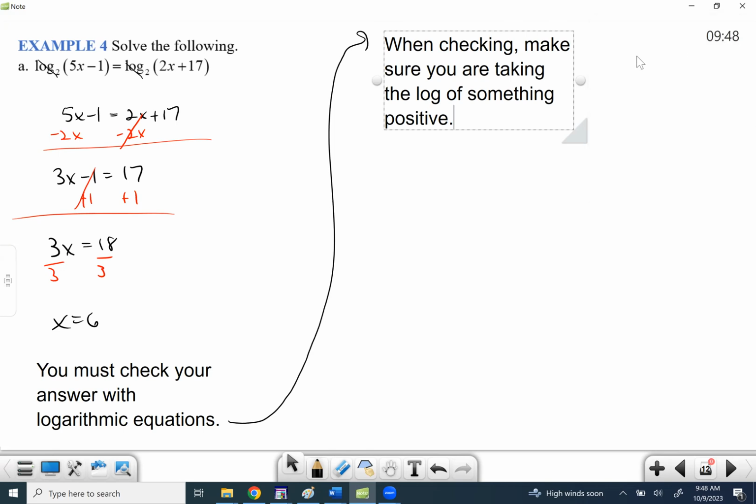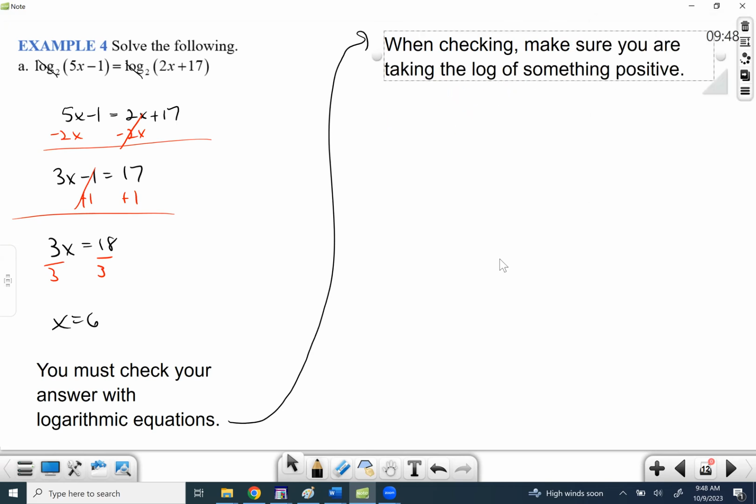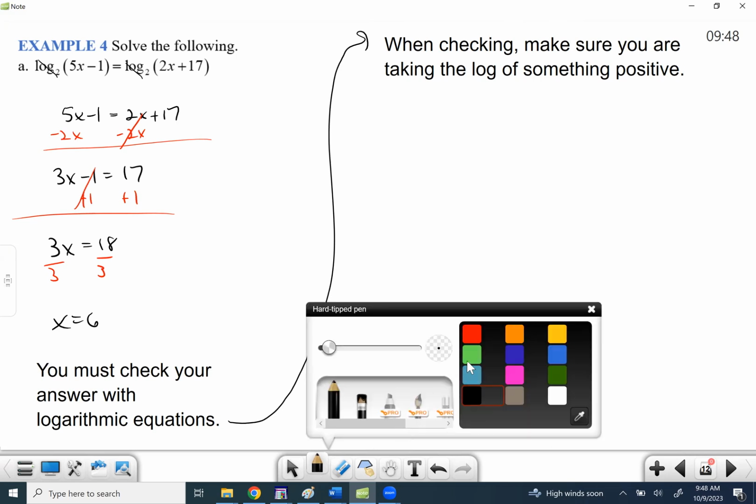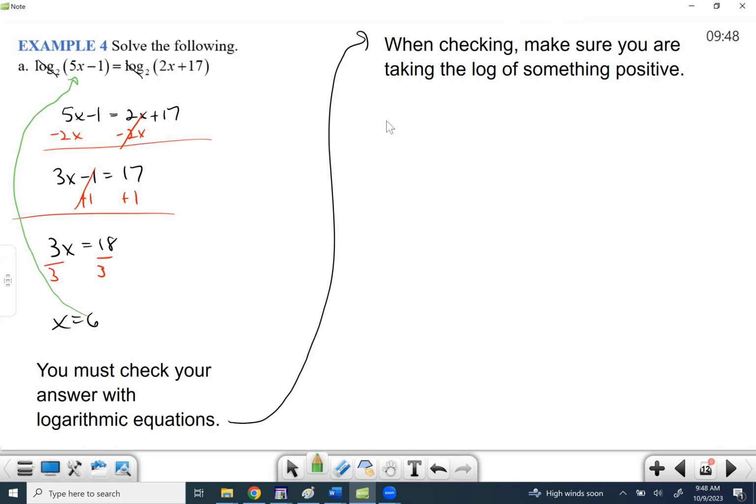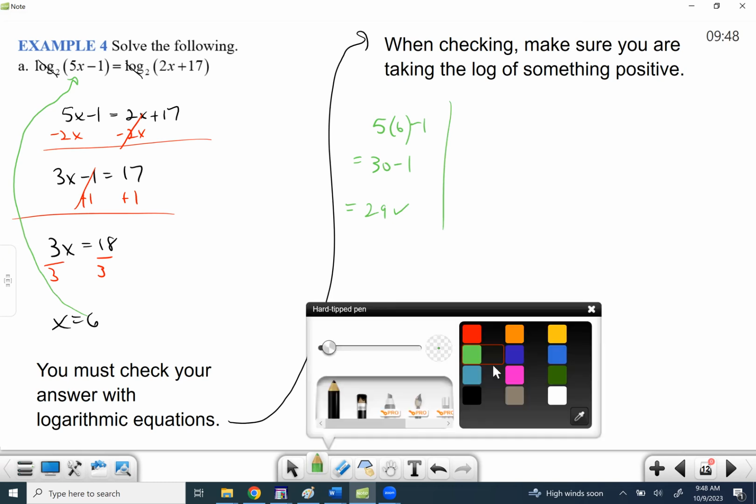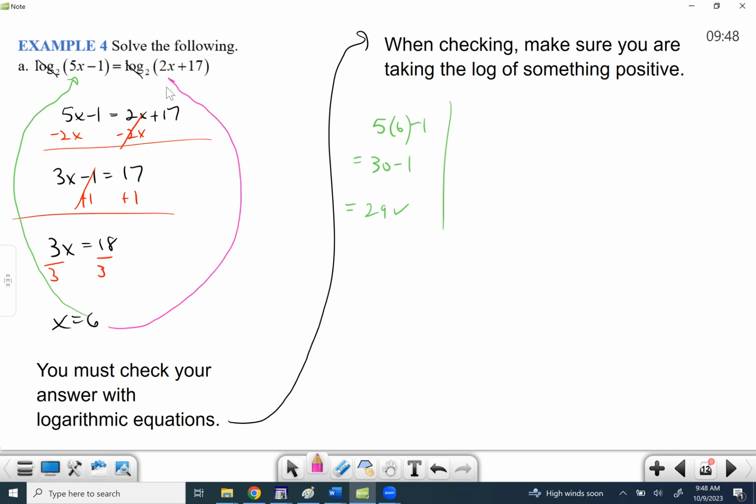These are actually easy to check, because I can do it in my head most of the time. I'm just taking the 6 back here and making sure that the answer that I get is positive. So that checks out. And then I'll be taking the 6 and substituting it in here. Okay, we're good to go. 6 works, so we'll go ahead and box it.